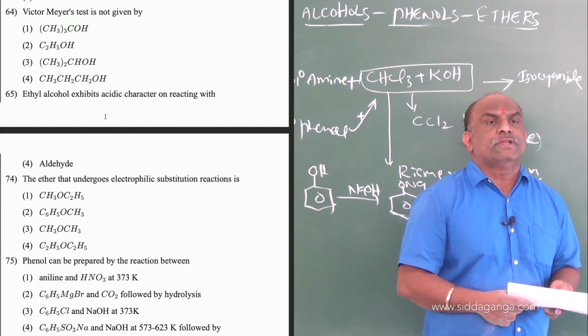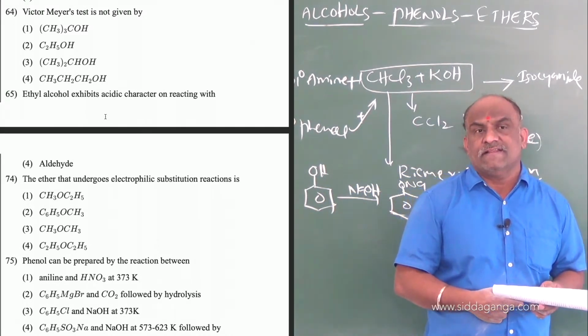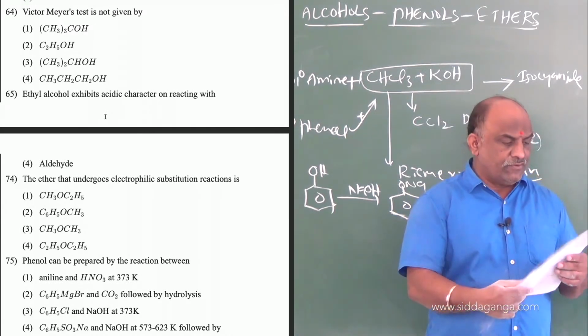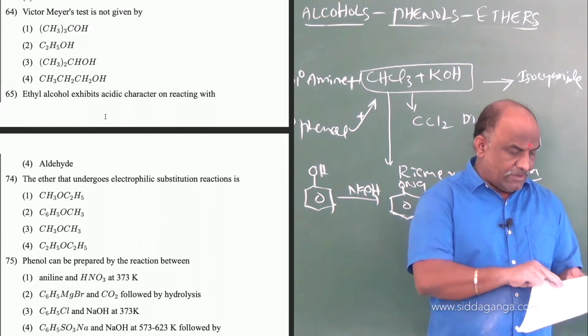Terminal test. So option 1, a tertiary alcohol, CH3 taken thrice, C-OH, tertiary butyl alcohol, will be the right option for question number 64, followed by question number 71.